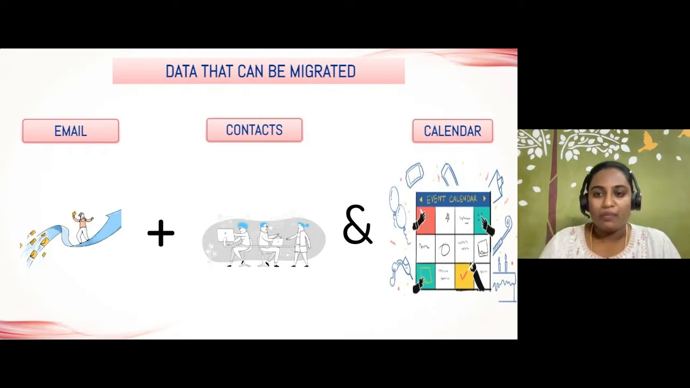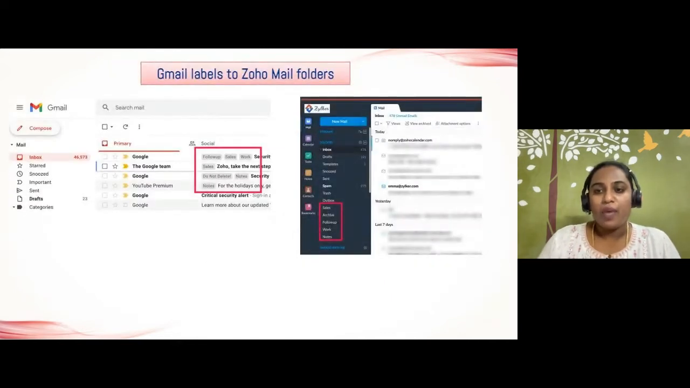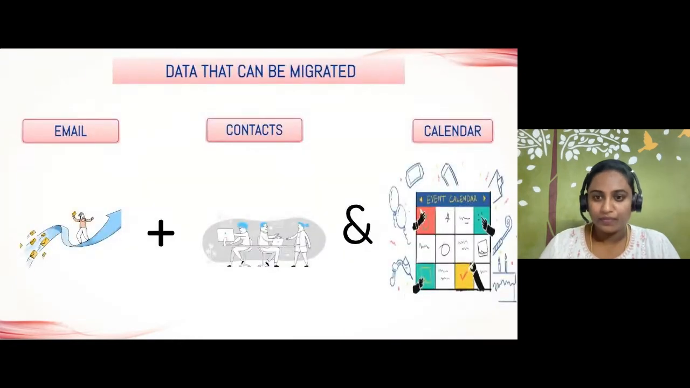About the data that can be migrated, in IMAP or POP protocol migration, the protocol will allow only the migration of email data. However, the Google Workspace protocol, with the help of API, facilitates migration of email and contacts along with calendar. So this is one of the main aspects of the Google Workspace migration tool that we have.